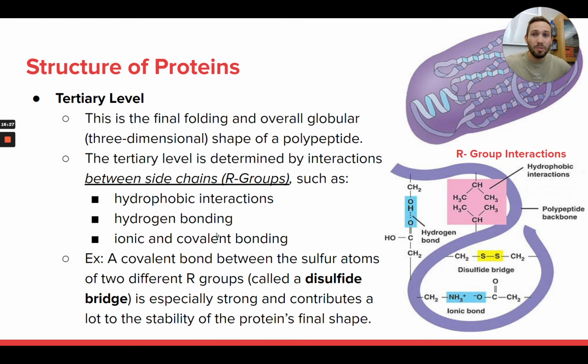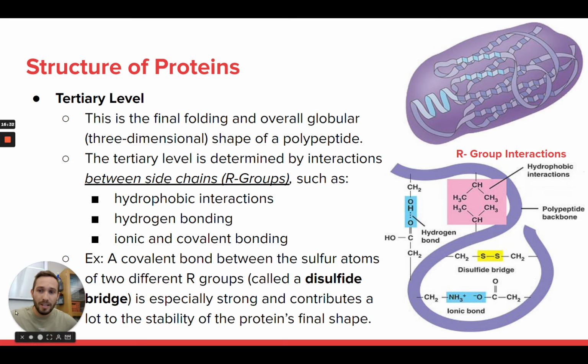And then we get to the tertiary level of a protein structure. This is when the polypeptide, the string of amino acids, after it has folded into its alpha helixes and beta pleated sheets, continues to fold in on itself into a specific globular shape, which just means a 3-dimensional shape, that it's finally going to take on.